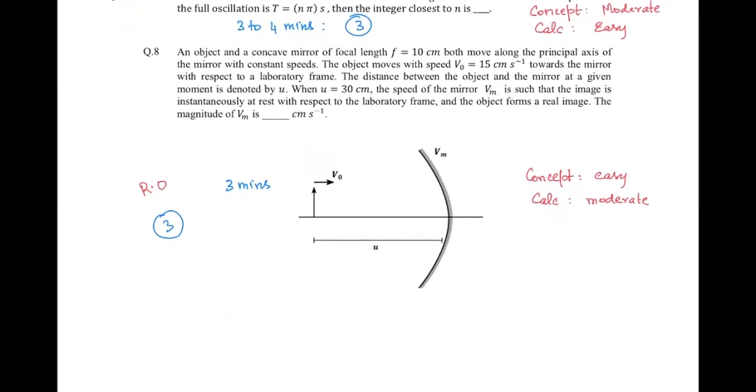Then the next one, concept wise it's pretty much an easy one. Calculation wise it does take some time, not very tough, but it does take some time for you to do the calculation. Concept wise it's pretty much an easy question, where you have mirrors, the standard question, relative motion happening. Use the mirror formula, differentiate, use the ideas of velocity with respect to the pole and solve the question.